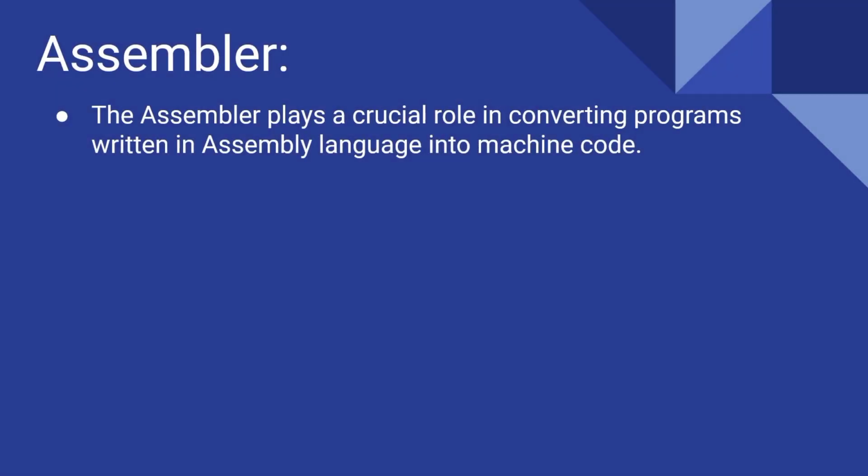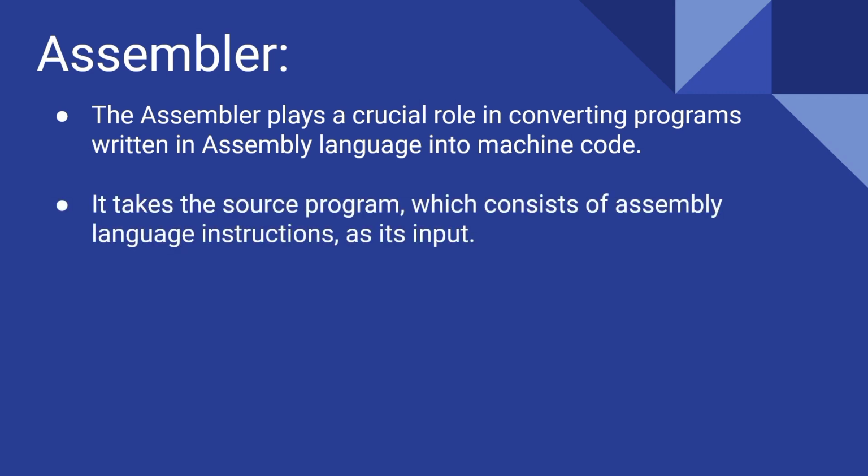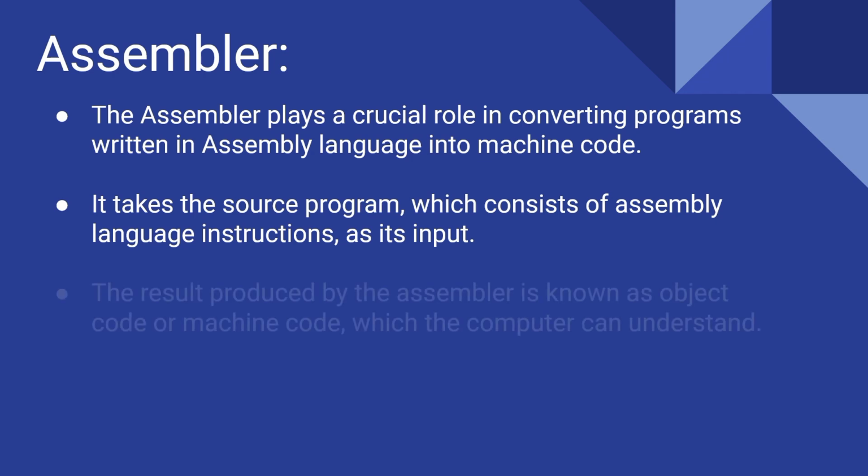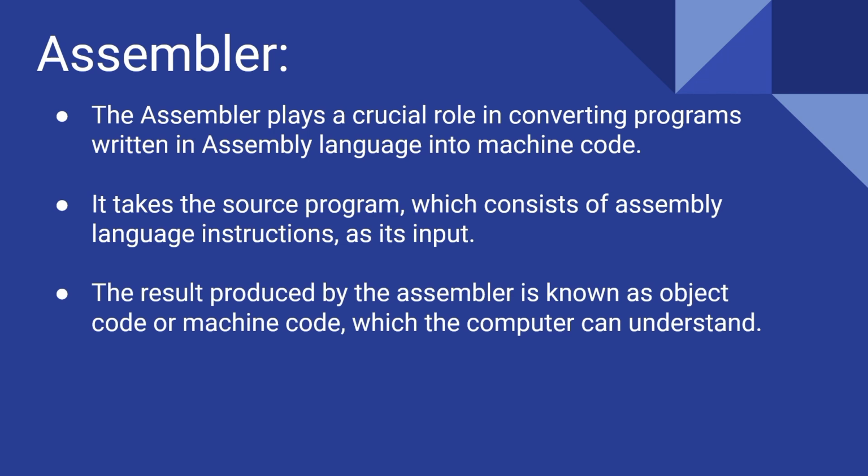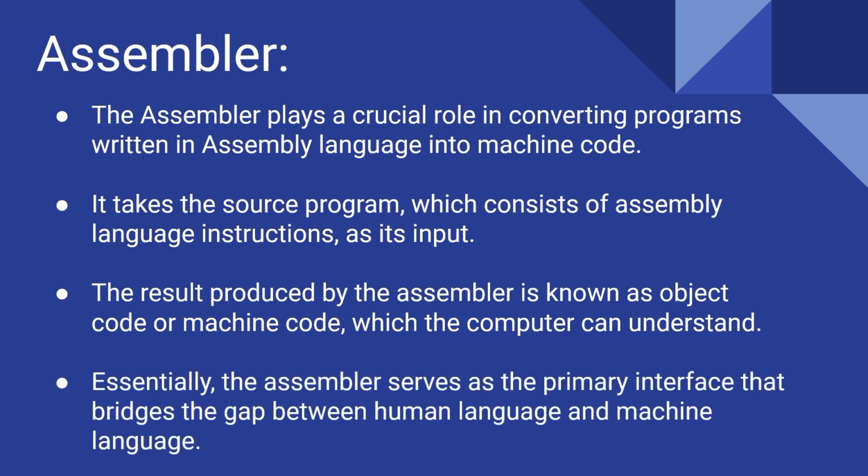What is an assembler? The assembler plays a crucial role in converting programs written in assembly language into machine code. It takes the source program, which consists of assembly language instructions, as its input. The result produced by the assembler is known as object code or machine code, which the computer can understand. Essentially, the assembler serves as the primary interface that bridges the gap between human language and machine language. It is necessary for facilitating communication between humans and machines.